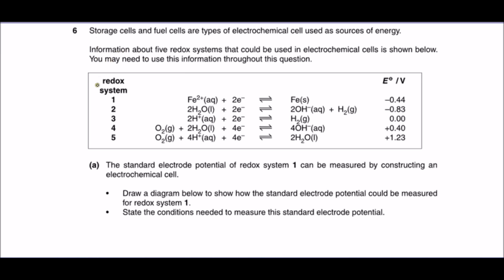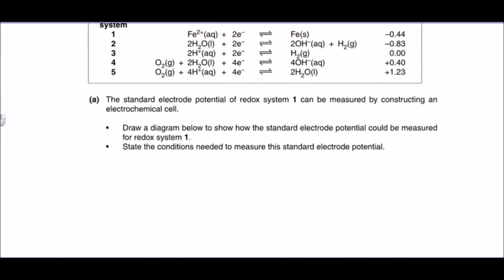Question 6 is an electrode potential question. You can see that we've got a table with 5 half-cell equations in it. Going down to part A, it's asking us to work out how we do the standard electrode potential of redox system 1. So this should tell us that we are going to draw the standard hydrogen electrode. And again, we look at the bullet points, because if you've got bullet points, then that's how it wants you to structure your question. So the first one says, draw a diagram showing how the standard electrode potential, so there again we know that we're drawing that hydrogen half cell, could be measured for redox system 1, that's this one.